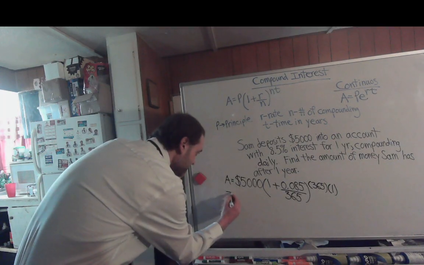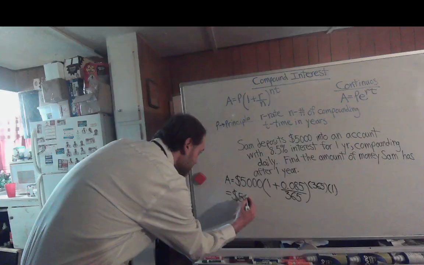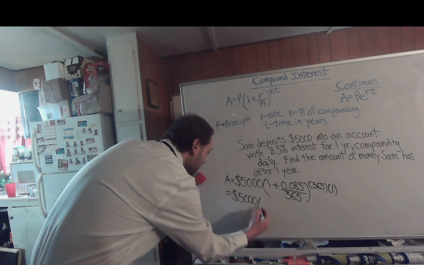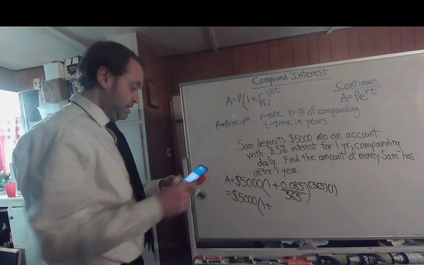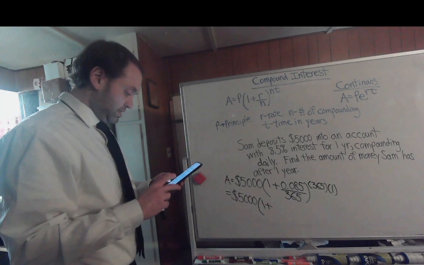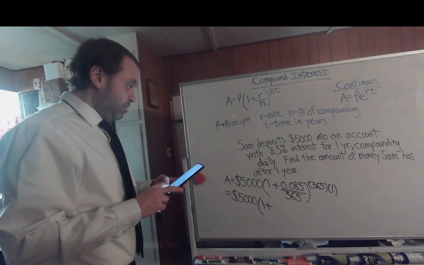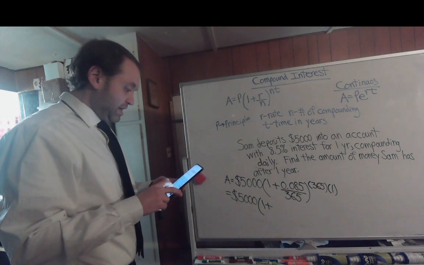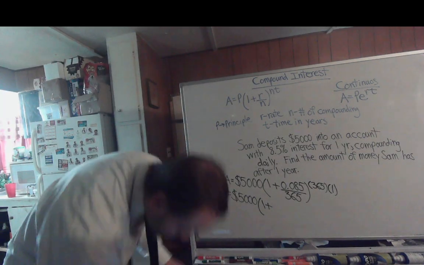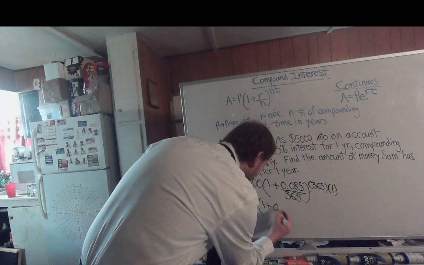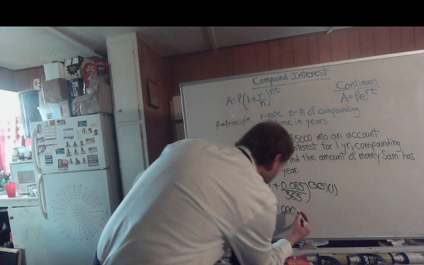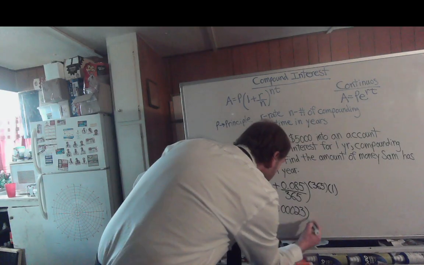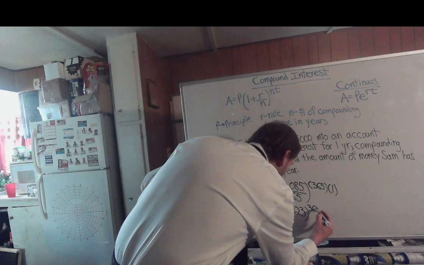So let's simplify this a bit. You would get 5,000 times, let's see, 1 plus whatever that is for that decimal. It's not going to be pretty. 0.085 divided by 365 would give you approximately 0.00023. And then to the 365 times 1 power, that'd just be to the 365th power.